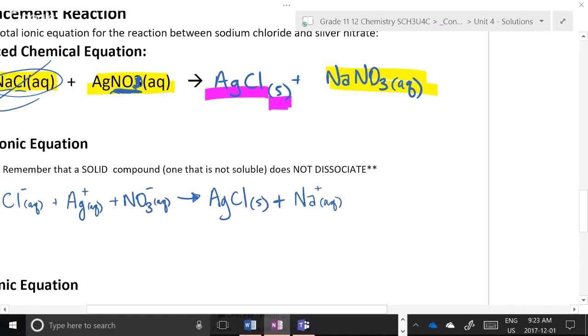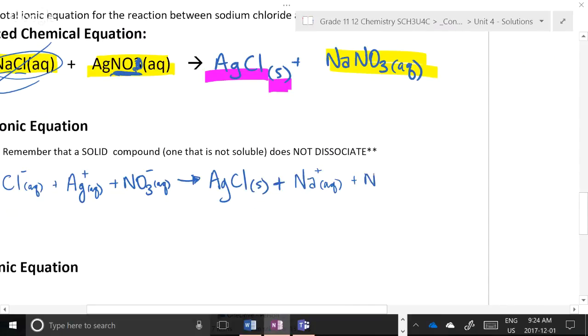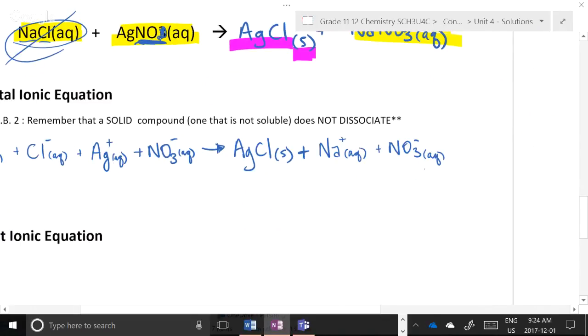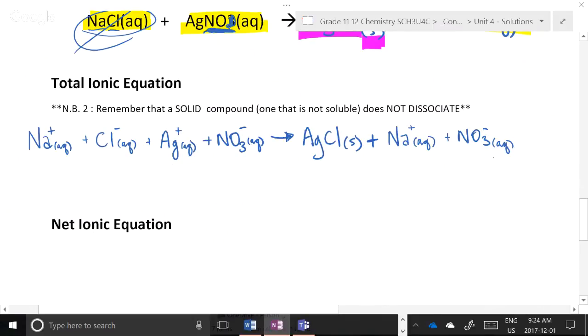And then remember, NO3 is from your table, it's a radical. And so NO3 takes what charge? Minus. Perfect. Good job. Okay, how's that look? Does that look similar to what you have?